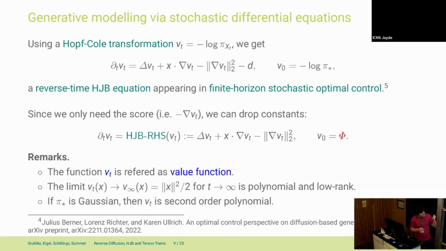One key observation is that this function Vt, as t approaches infinity, we know it converges to a standard Gaussian, right? So Vt necessarily needs to converge to x to the power of two over two. This is a polynomial, and this is a starting point for the next idea.